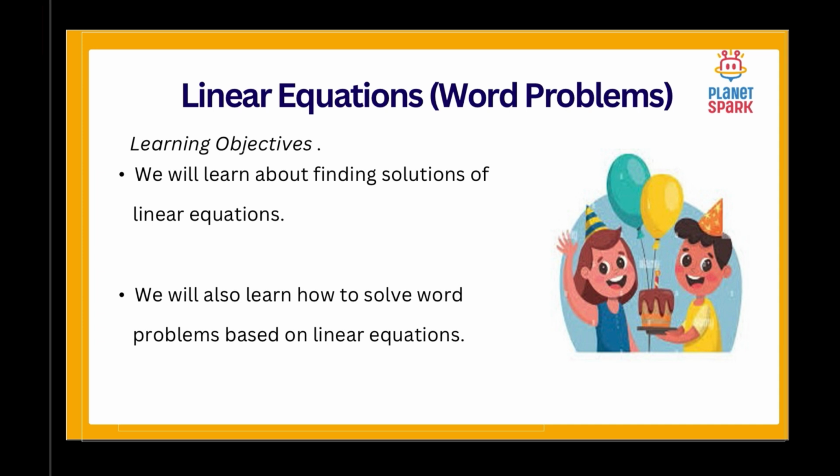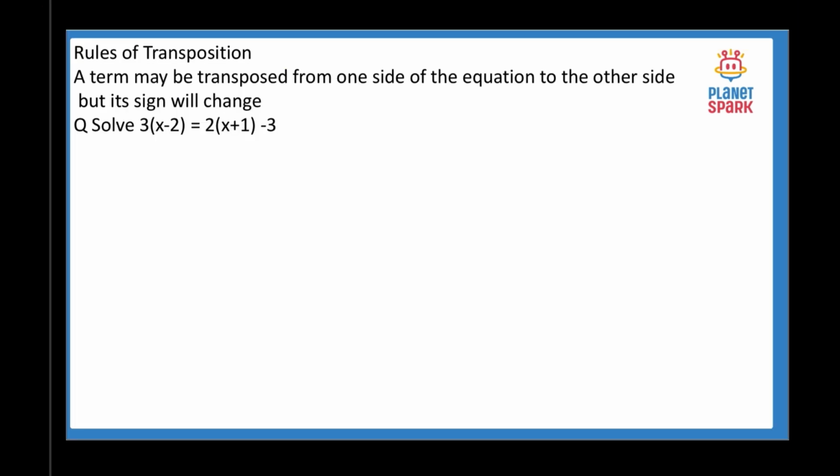Before we begin, let's learn how to transpose. Now what is transposition? The rule of transposition says a term may be transposed from one side of the equation to the other side, but its sign will change. That means I can take a term from LHS to RHS or RHS to LHS, but I have to change the sign.